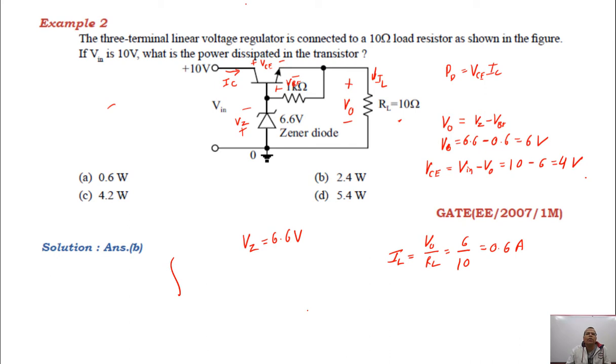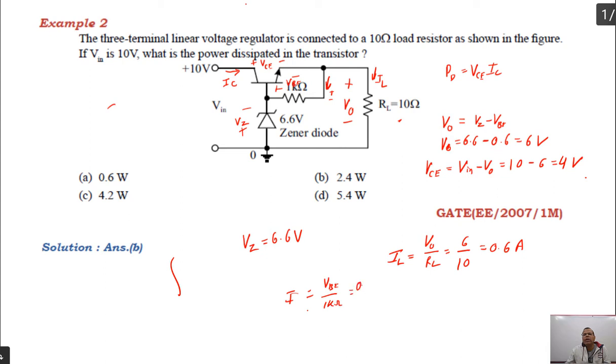Now, here what is current in this branch? That is current through the 1 kilo ohm resistance. So, suppose this is I, current in the 1 kilo ohm resistance is nothing but VBE upon resistance of 1 kilo ohm.